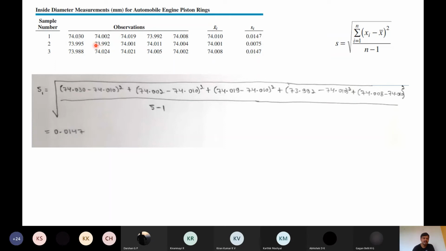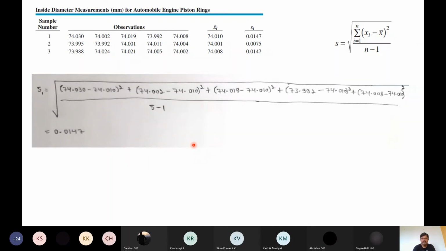In the similar way, you should find out S2, that is the S value, our sample standard deviation for sample number 2. Okay, same procedure. So here, the root of (73.995 minus 74.001) whole squared plus (73.992 minus 74.001) whole squared. Like that you have to find out. Yes. So now you will understand.